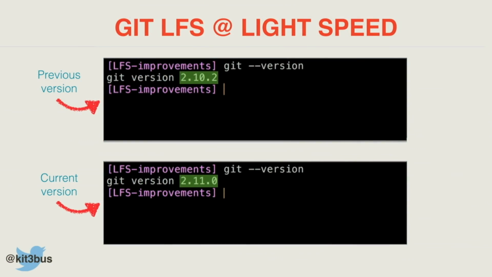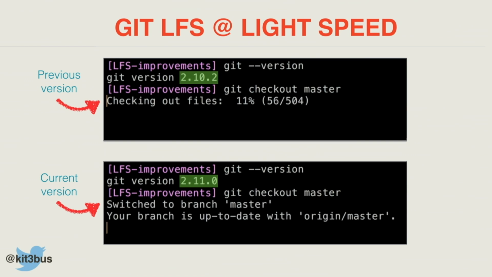But first of all, let's look at the results of our improvement. Here in the upper terminal, you see the last Git version 2.10, and in the lower terminal, the current version 2.11. And now, we are going to check out a branch with 500 files in LFS. So we're going to git checkout. And as you can see, the new version is already done when the old version hasn't even started yet. So that's Git LFS at light speed.